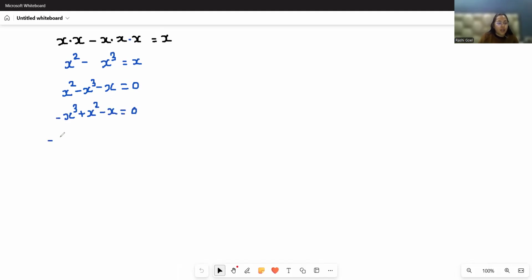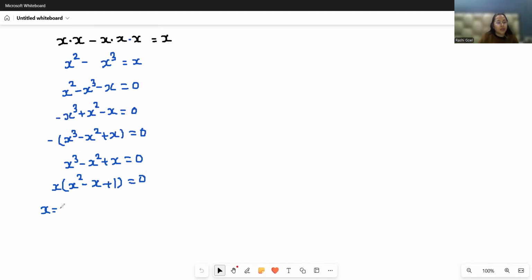Now I can take negative as common. So x cube minus x square plus x equals 0. Now factor out. So we can take x as common. So x times (x square minus x plus 1) equals 0.